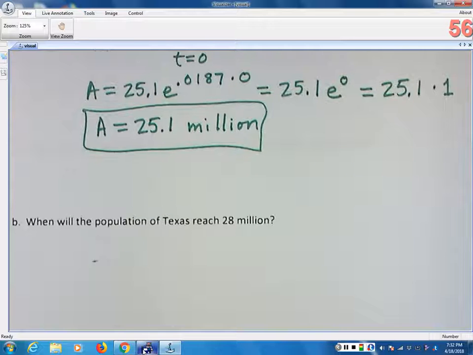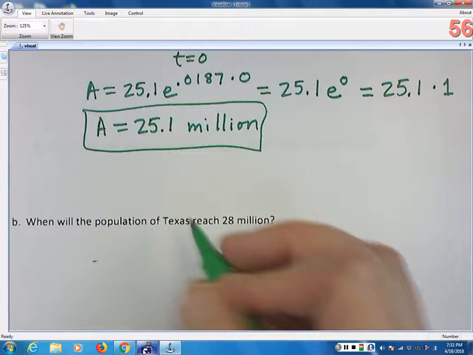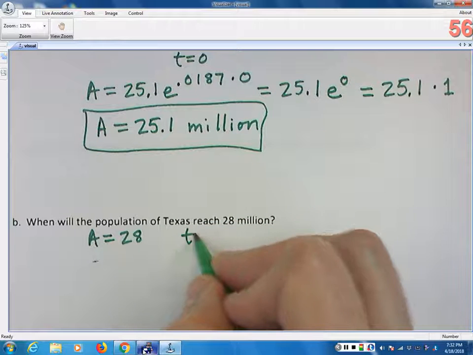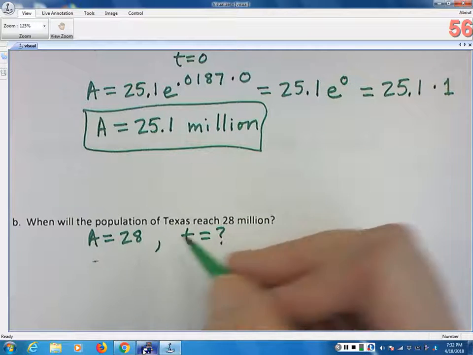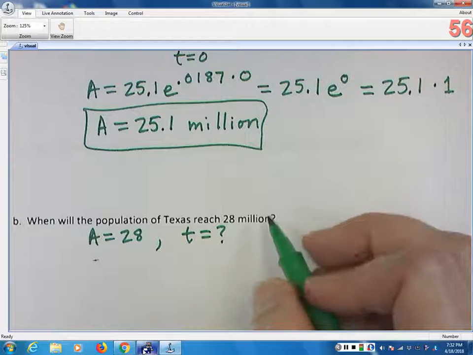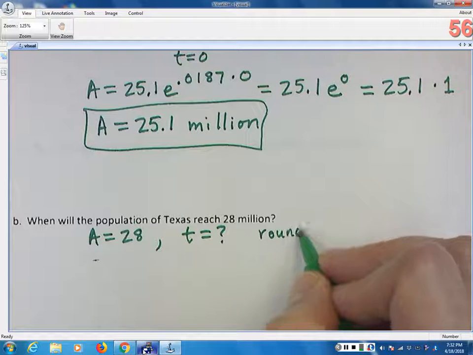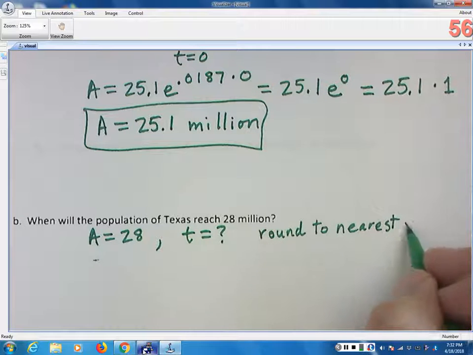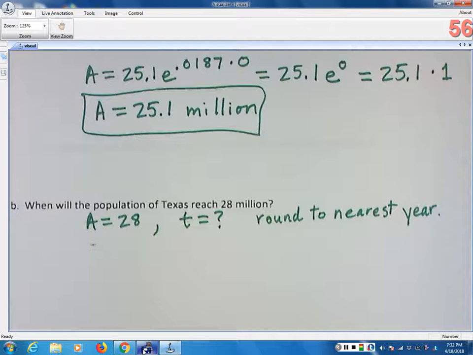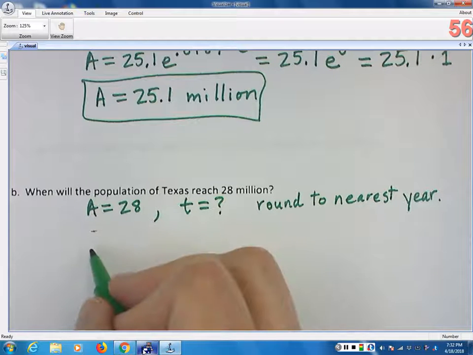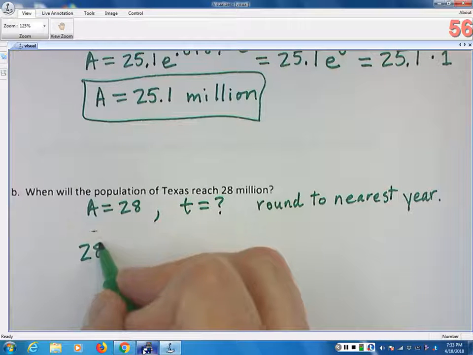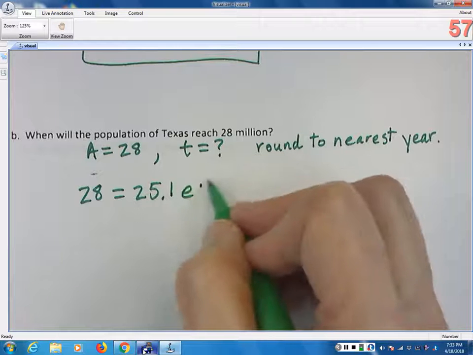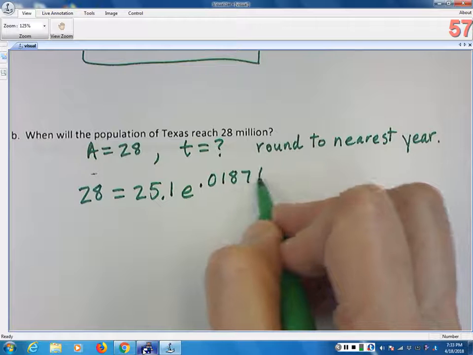Okay, when will the population of Texas reach 28 million? Now they're telling us A equals 28 million. What is T? And we're going to just round to the nearest year. Okay, so the equation is 28 equals 25.1 e to the 0.0187 t.